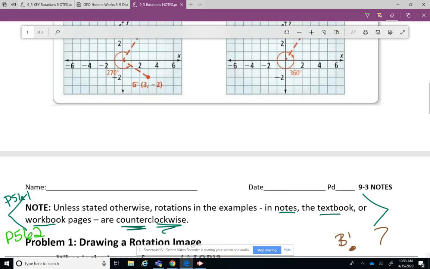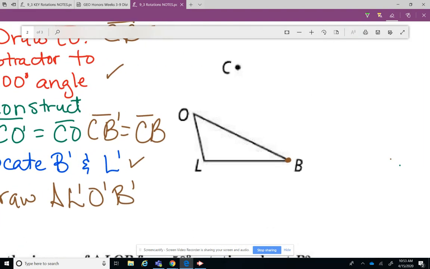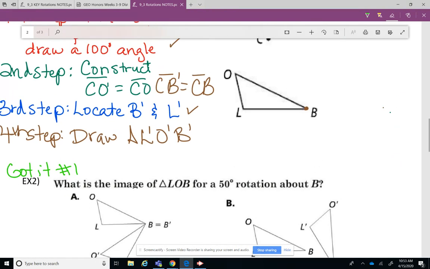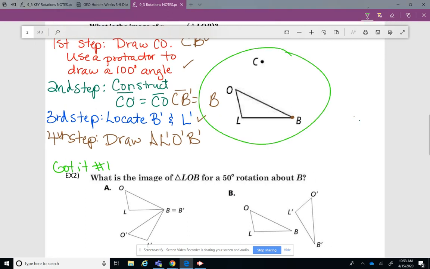I'm just going to erase this and show you that they're talking about the same triangle right here. Okay, so this is the same triangle we're talking about for the got it problem 1. We're not going to copy it. We're just going to look at it. There it is right there. All right. What is the image of triangle LOB for a 50-degree angle of rotation?